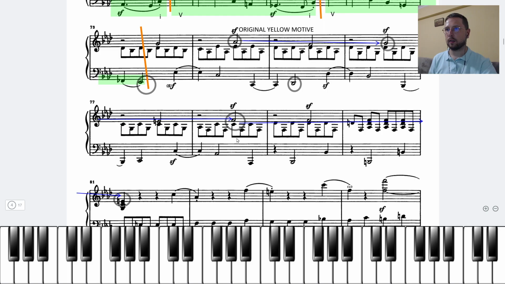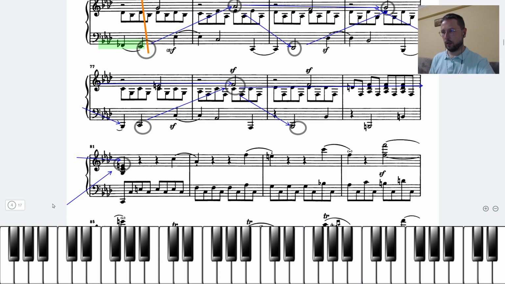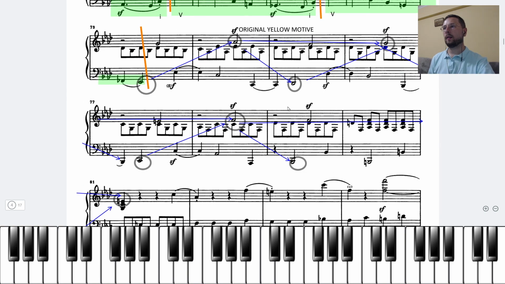So we're seeing this alternation between the notes. We have E flat, and the bass going to an A flat above, D flat, going to a G, C, going to an F, and B flat, which arrives to this E. Right? And that movement is really enhanced by the orange motive.